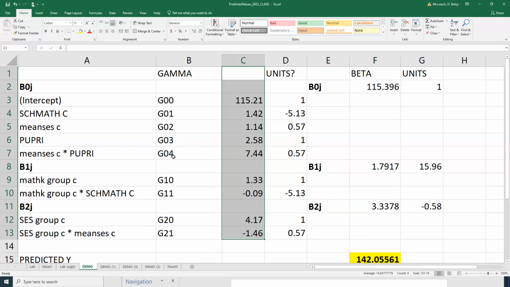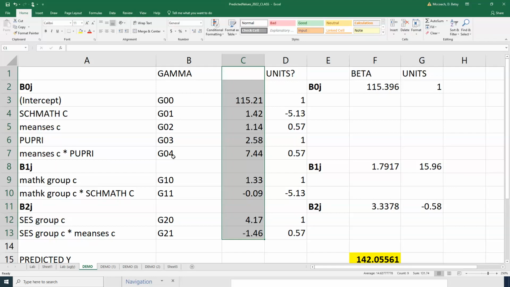And then here are my coefficients, right? And then in this next column, it was how many units is this person or the school above or below the mean, right? So let's start with the intercept. So here's the intercept, gamma naught naught. An intercept is always going to get multiplied by one, right? That's just the nature of an intercept.